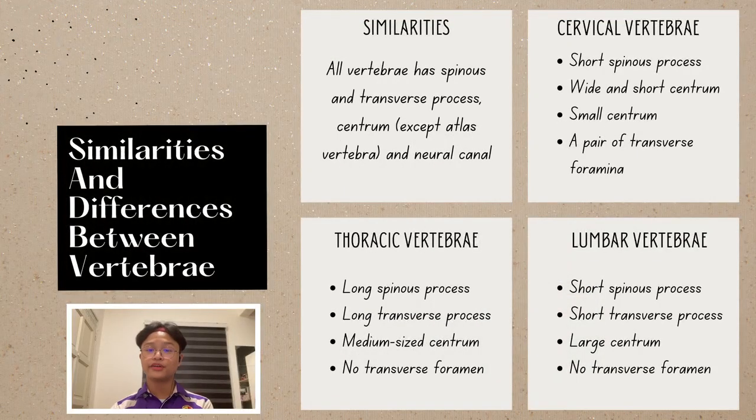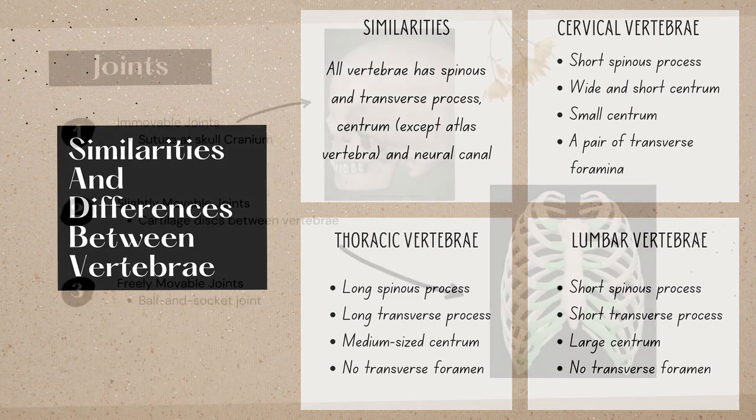Now we are going to look at the similarities and differences between vertebrae. The similarities: all vertebrae have spinous and transverse process, a centrum, and neural canal. The centrum is absent except in atlas vertebra. Now the differences: cervical vertebrae has short spinous process, wide and short transverse process, small centrum, a pair of transverse foramina. Thoracic vertebrae has long spinous process, long transverse process, medium-sized centrum, but no transverse foramen. Now we are going to look at the lumbar vertebrae. It has short spinous process, short transverse process, large centrum, but no transverse foramina.